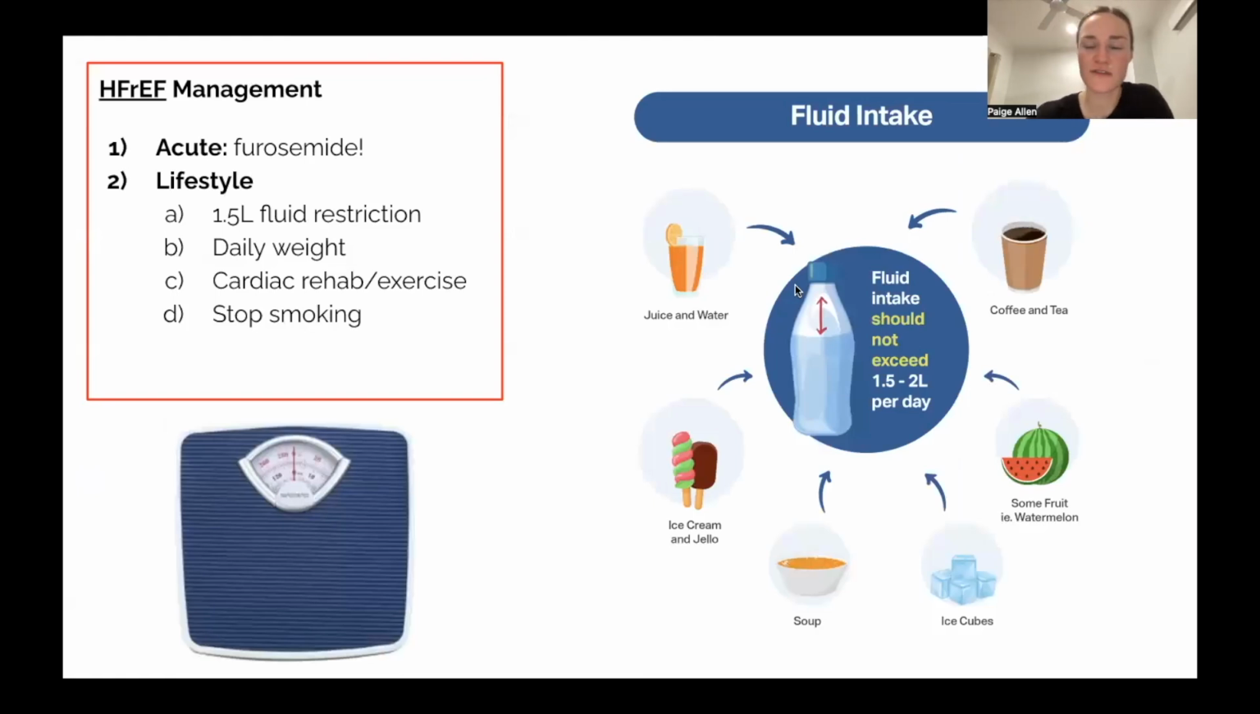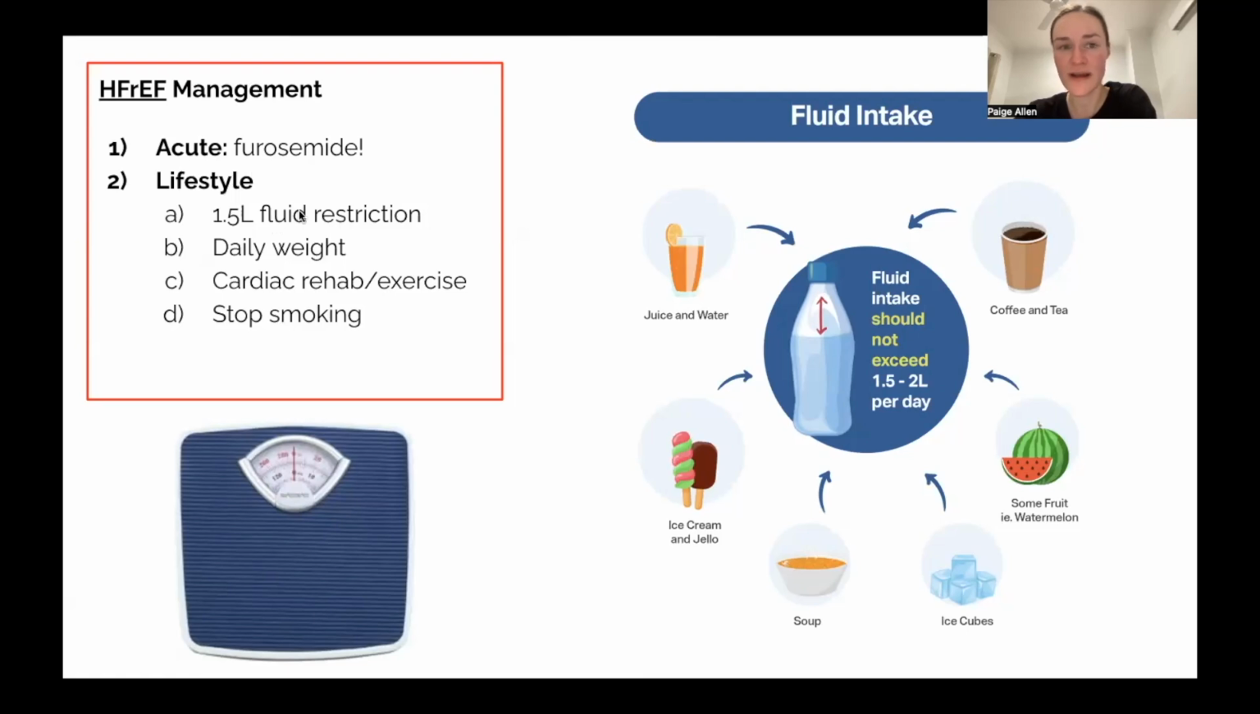All right. In terms of management, let's talk about HFrEF first because this is the more common one that you're going to encounter. So in the acute phase, you can give them furosemide to help reduce their fluid retention because obviously it's a very strong loop diuretic. It's going to draw a lot of that fluid out, so they'll improve their symptoms. But in the long run, furosemide is actually not that helpful.